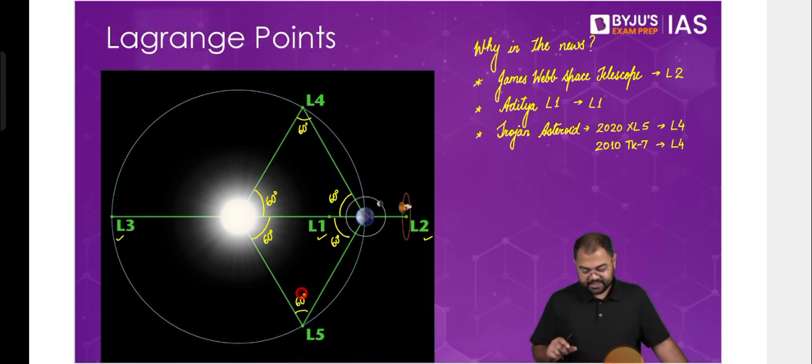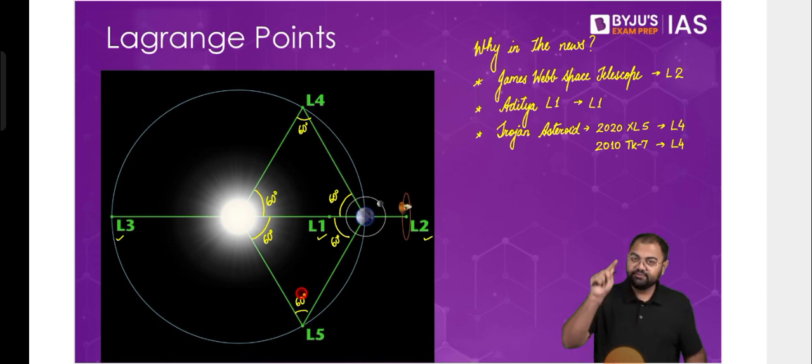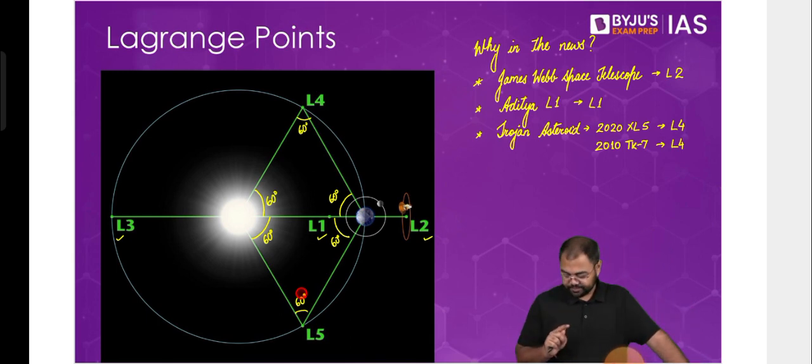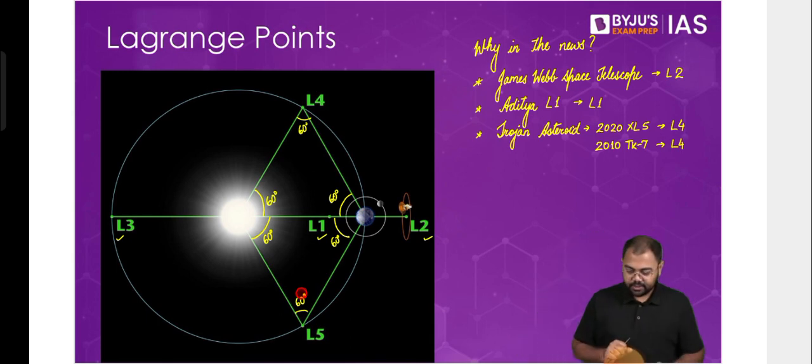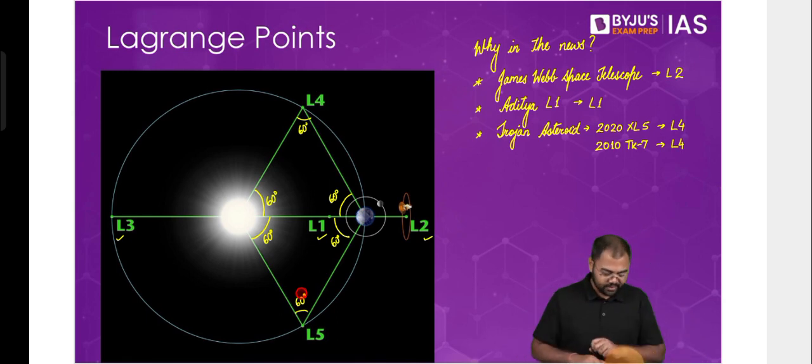Now, overall, when it comes to these Lagrange points, first we have L1, L2, and then L3 behind the Sun. Then we have L4 and L5, which are symmetrically arranged between the Sun and the Earth, making a 60 degrees angle, making an equilateral triangle. Now, what is the significance of these points? Why exactly are we talking about these points?